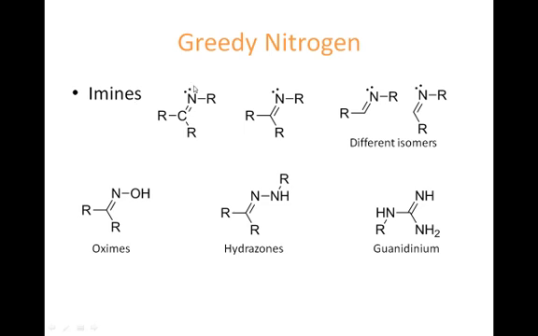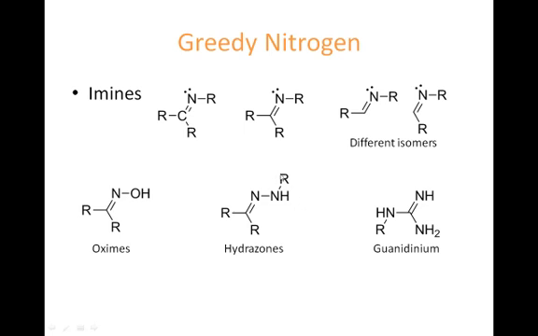Now, because I've drawn in the lone pair, you can have different isomers depending on where your R groups are. So if your R groups are here, that would be like a cis one, and this would be like a trans one, because the lone pair actually almost acts as a group. So these are actually different isomers. So something to be aware of. So imines have similar cousins. Here are oximes, so they have an oxygen on here.